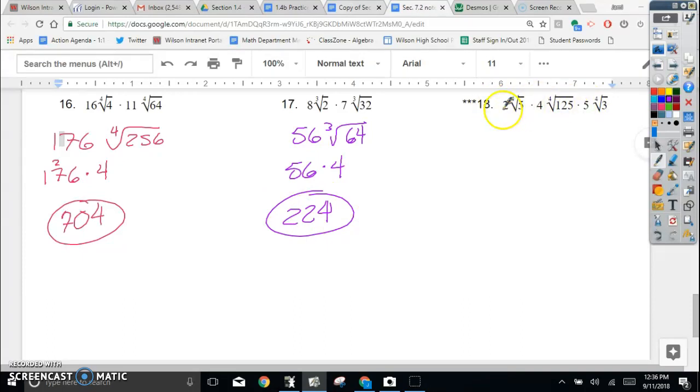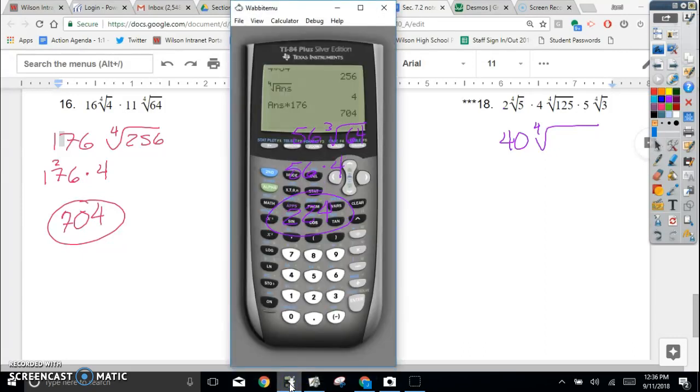Ooh, this one looks like the tough one, all right? So we're going to do 2 times 5, which is 10. 10 times 4 is 40. Now my 4th root, and I'm going to do 3 times 5 times 125. So 625 times 3. Huh? So I have 625 times 3, which is 1875.